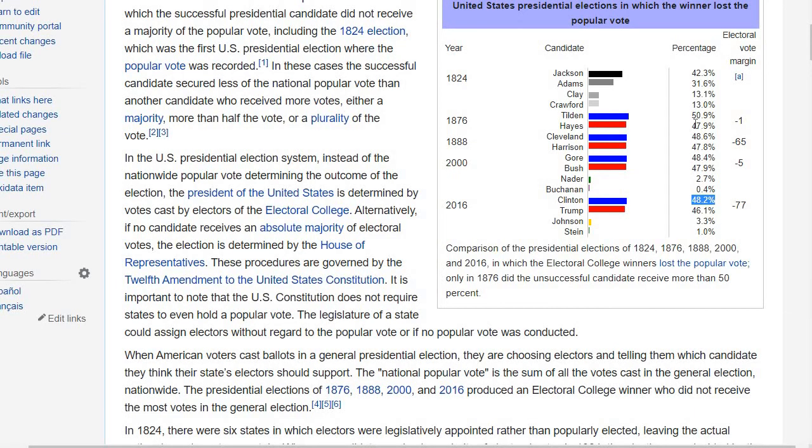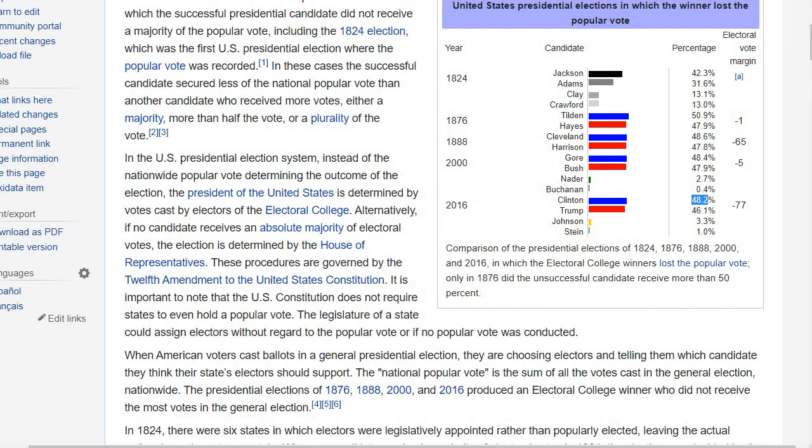This has happened 5 times in American history, 2 of which times occurred in living memory, in 2000 and just last election in 2016, whereupon Hillary Clinton lost the Electoral College by 77 points, but won the popular vote by more than 2%.